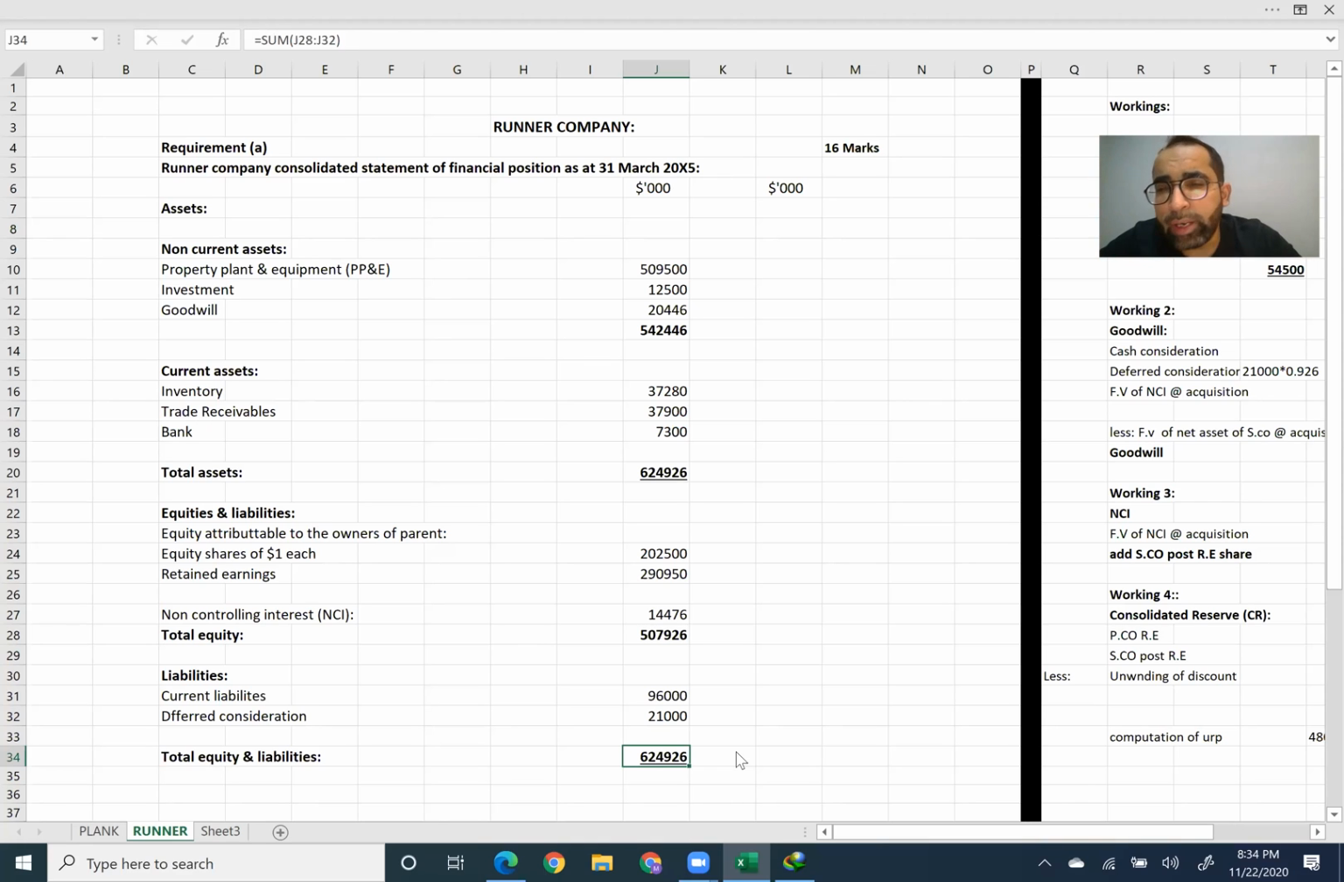Now, what happens when you have significant influence in some company? Then you do equity accounting. That is a one line adjustment. No need to do line by line complete adding together, just one line adjustment. And I taught you this yesterday. So you can do the last requirement.